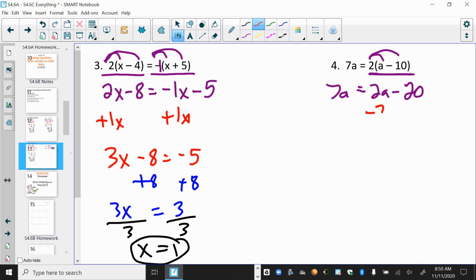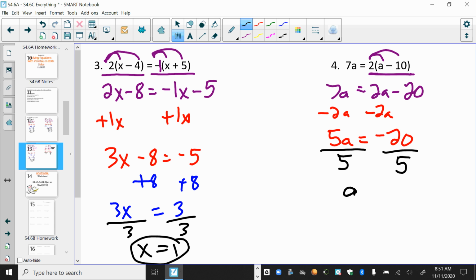I'm going to move my 2a, subtracting 2a, to get 5a equals negative 20. And then lastly, I don't have a constant term to use. So my very next step is step 5. Divide by 5 on both sides to get a equals negative 4.